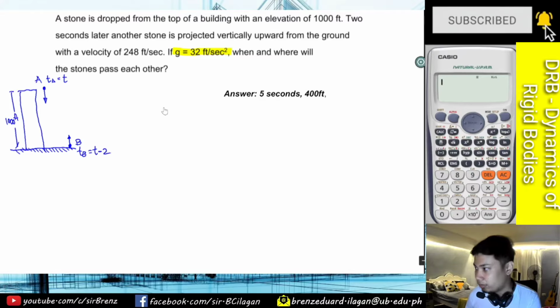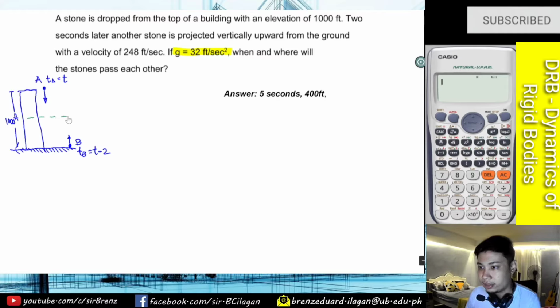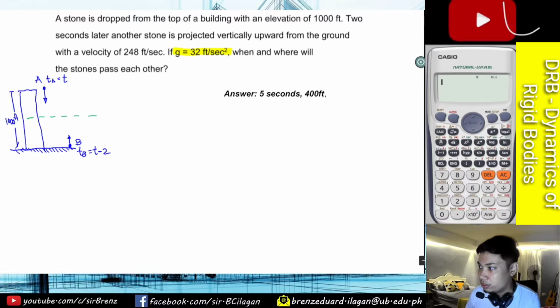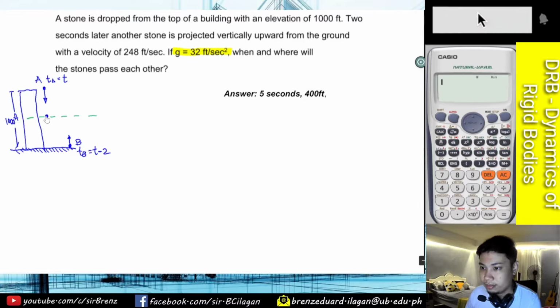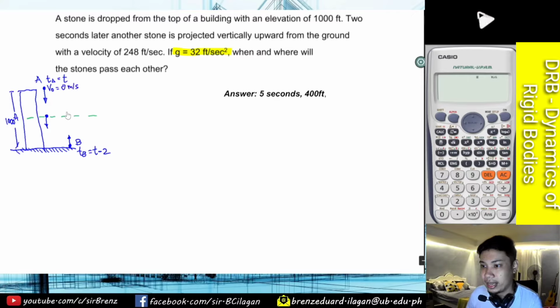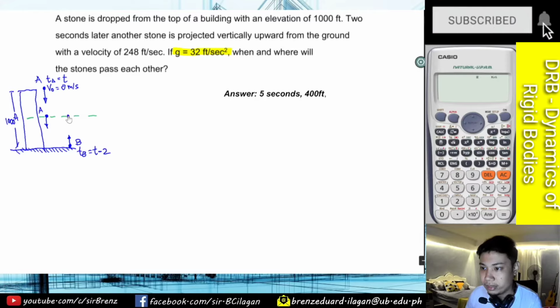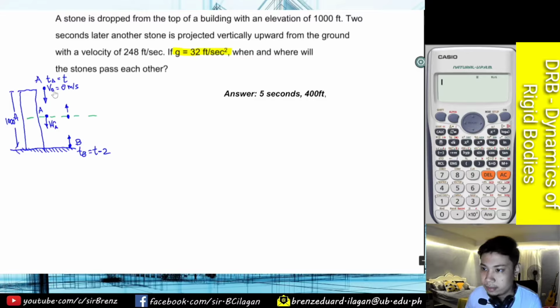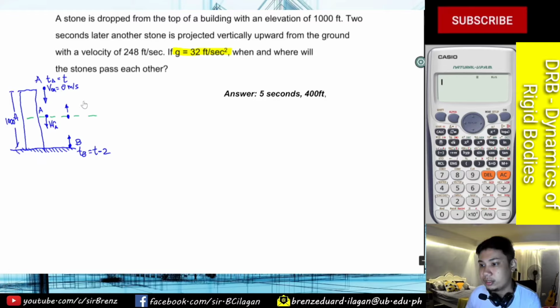So let's say the two stones will meet somewhere here. Okay? So stone A will land here. Let's put the initial velocity first. Since the problem says it is dropped, it will start at a velocity of 0 meters per second. And once it reaches the point where stone A and stone B meet, let's label that as the final velocity of stone A. Let's add A here too. Initial velocity of stone A.